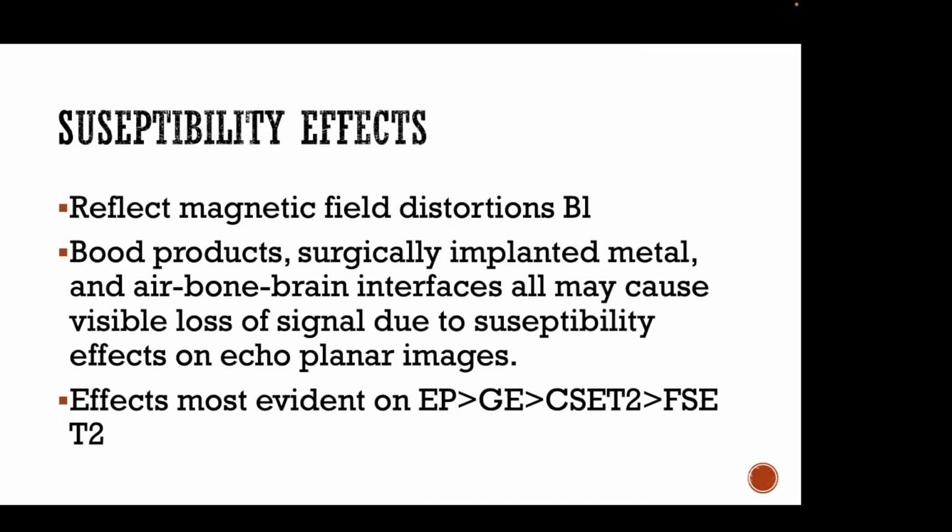Now, susceptibility effects also have to be considered because we're using such rapid imaging. So blood products, surgically implanted metal, air, bone-brain interface, these all cause susceptibility artifacts. And these effects are most evident on the echoplanar, somewhat less on gradient echo, somewhat less on fast-spin echo T2.